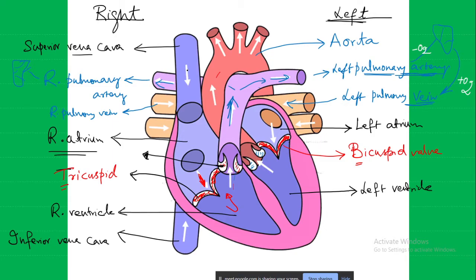This is the pulmonary vessel, right? So this will be known as the pulmonary semilunar valve. Okay. And what about this valve that is going to the aorta? Aortic valve. Yes, it will also be known as the aortic semilunar valve.